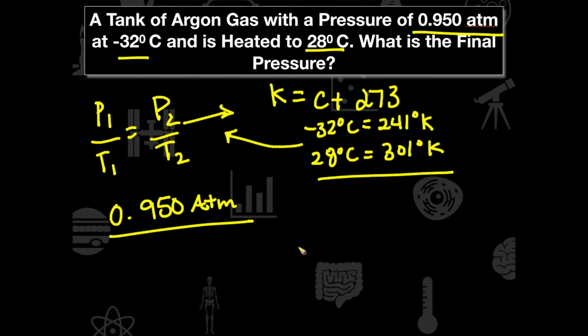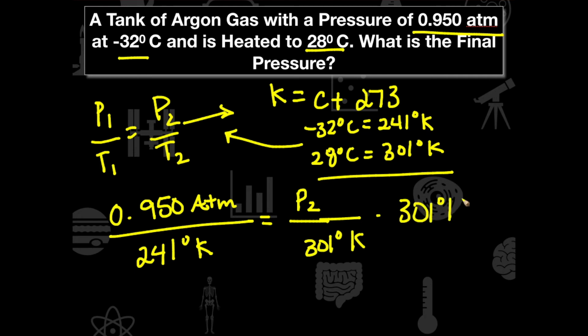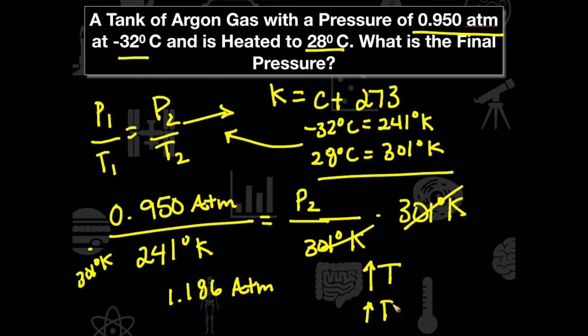We're heating it to 28 degrees Celsius, so 241 degrees Kelvin. Then we'll set that equal to P2, which we are solving for, over our temperature here, 301 degrees Kelvin. Multiply both sides by 301 degrees Kelvin. This will cancel out. So we'll do 0.950, divide that by 241, and then multiply that by 301. When we do this, we get 1.186 atmospheres. Now our temperature went up, so does this make sense? Our pressure went up. Remember, they are directly proportional.